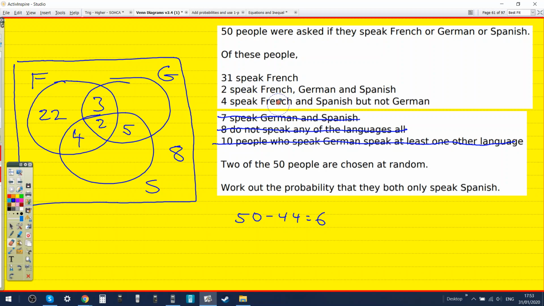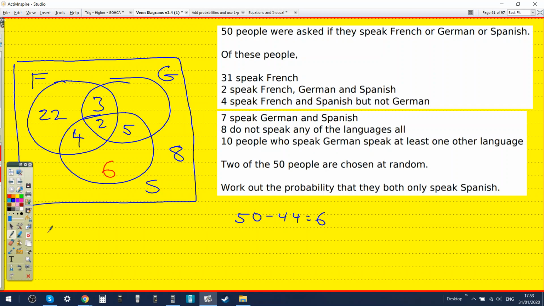4 speak French, definitely not German. 7 are German and Spanish. 8 do not speak any at all. And 10 people who speak German speak at least one other language. That's that one. There really is no way to know. So let's just assume that that's the remaining 6.